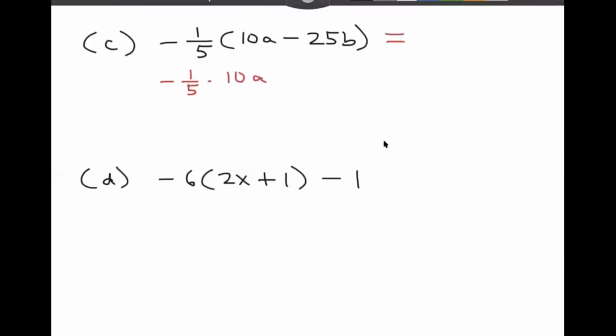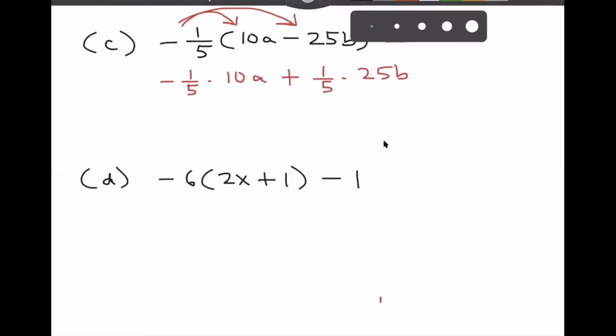Instead of writing minus negative something or other, I'm just going to remember what I just told you about distributing a negative number changes all the signs. So instead of plus minus, it's going to be minus plus. So we'll make this +1/5 times 25b. All right. Now, here's a suggestion.